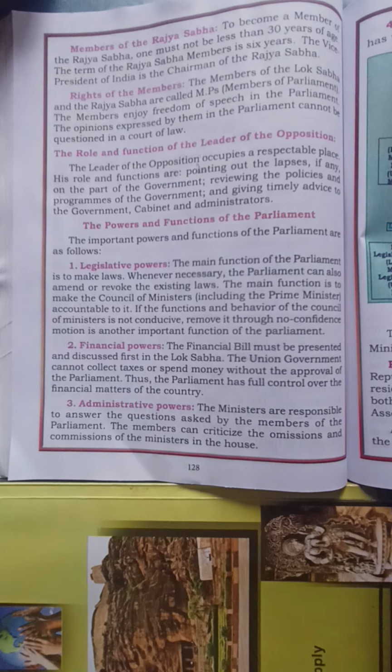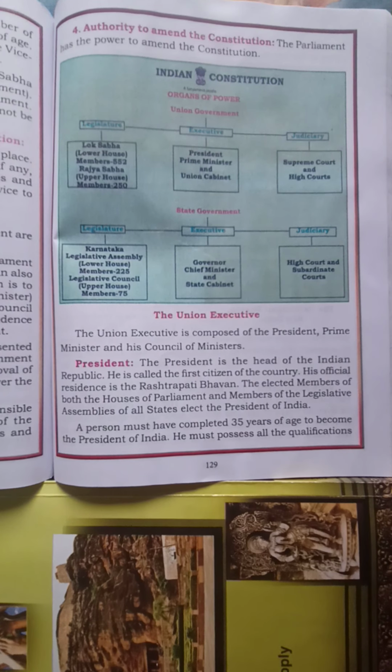The third power is administrative powers. The ministers are responsible to answer the questions asked by whom? By the members of the parliament. The members can criticize the omissions and commissions of the ministers in the house. Fourth one, authority to amend the constitution. The parliament has the power to amend the constitution.